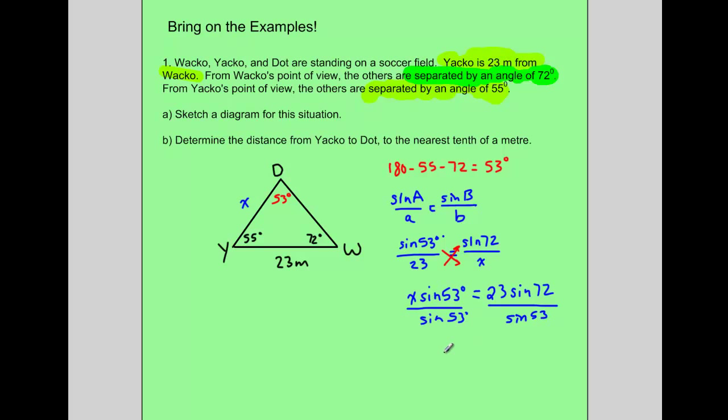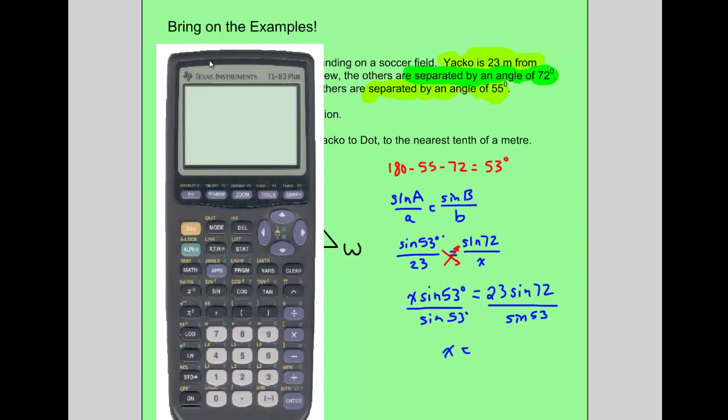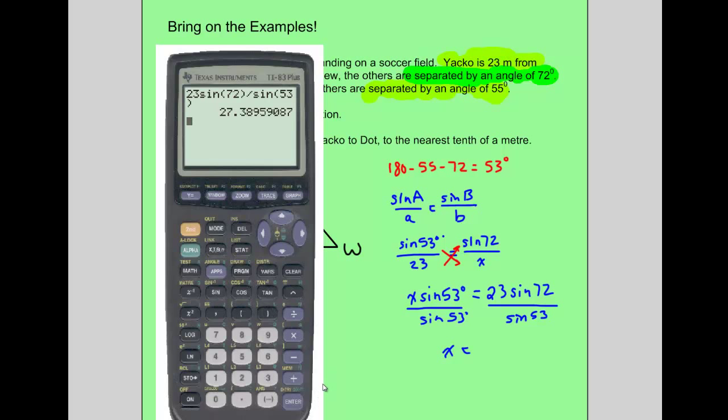So these cancel. So I'm left with x is equal to, and now let's get out our calculator and we'll figure out what this whole mess is right here. Okay, so 23 sine 72 divided by sine 53. So 23 sine 72 divided by sine 53. We get 27.389 and so on.